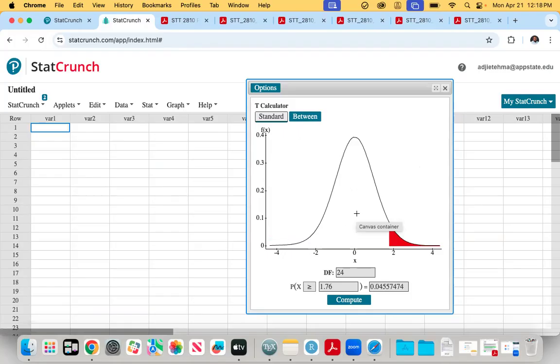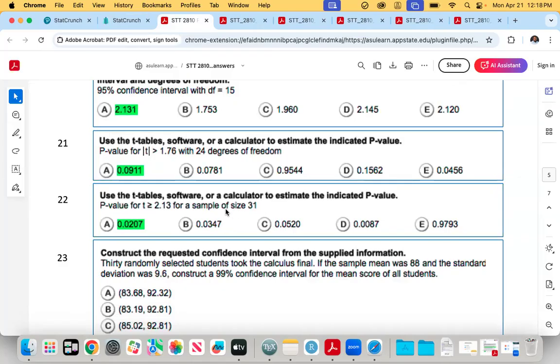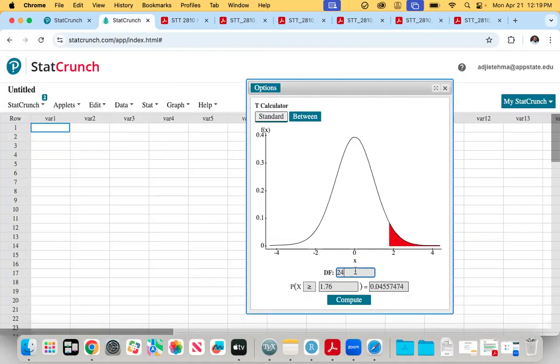So to get the p-value, here we have the sample size to be 31. If the sample size is 31, what is the degree of freedom? 30. Is that okay? So the degree of freedom is the sample size minus 1. So the degree of freedom is 30. So I put in here 30.